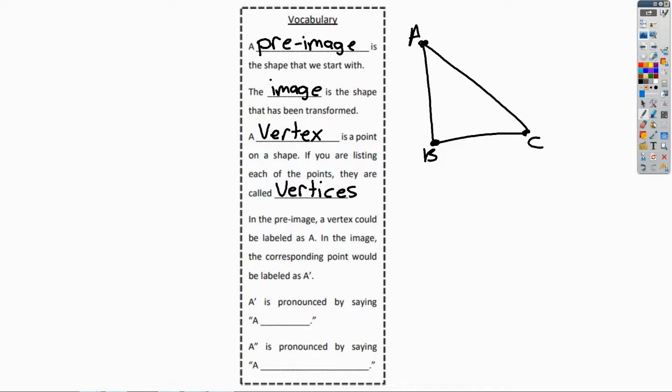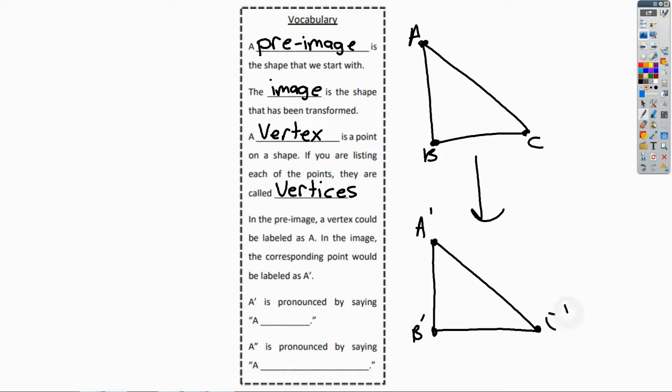Okay? So in the pre-image, our vertex could be labeled A, B, and C. So if you look at your original vertexes, I have them A, B, and C. But say we changed it. Maybe I did one of our translations, and I decided that I'm going to slide it down. And then when I go and draw my new shape, what you're going to notice is that in our vertexes, they're no longer called A, B, and C. What they do is they put A, and you're going to notice I'm putting a little apostrophe, a little dash up there. In math, we call that A prime. So if originally it was A, the new location is A prime.